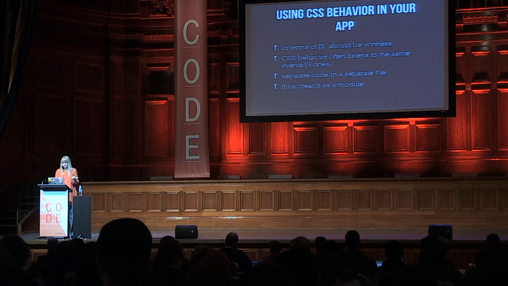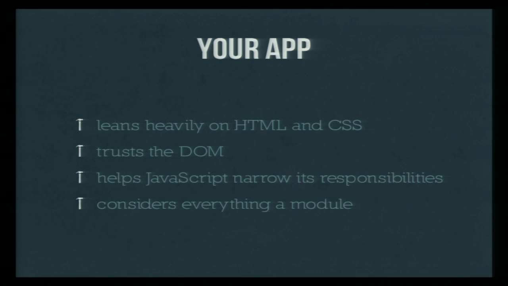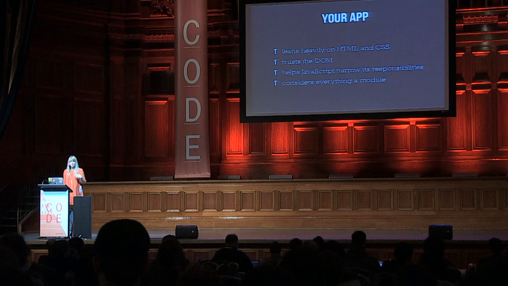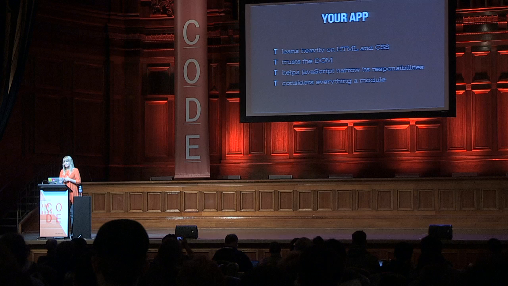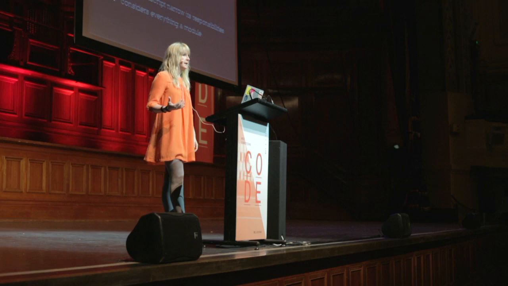So tying everything together, how does this all combine? The idea that I'm trying to sell here is that you will write an application that leans heavily on HTML and CSS wherever possible, and squeezes the most value out of those things, because there's a lot of value in them, and you can still manage it with your application, especially if you have smart modules and you're putting things together intelligently. You want to trust the DOM to do the things that the DOM is actually good at and is already empowered to do on its own.